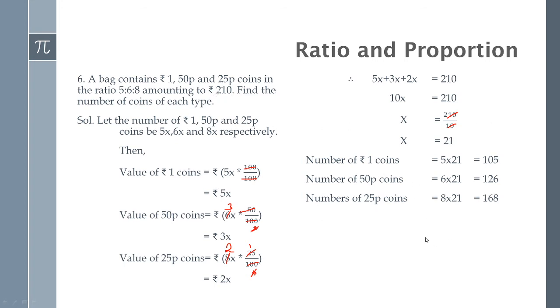The number of 1 rupee coins is 105. First, 1 rupee, we cannot change anything here. Next, 126 are 50 paisa coins. That is nothing but a total of 63 rupees. Why 63? Because it is divided by 2, 50 paisa plus 50 paisa makes 1 rupee. So 168, it's divided by 4, because 25 plus 25 plus 25 plus 25 is 1 rupee. So that is nothing but 42.